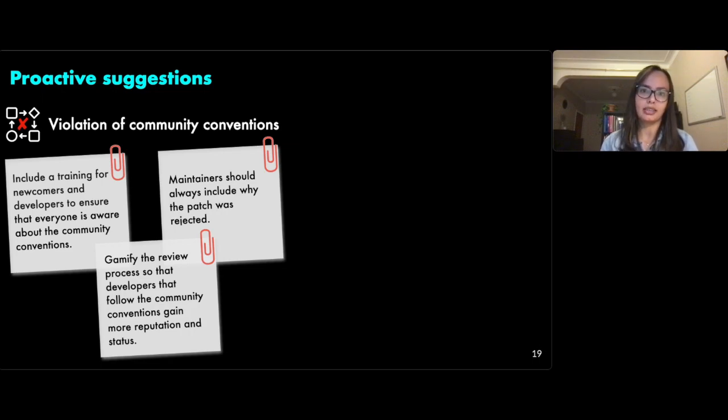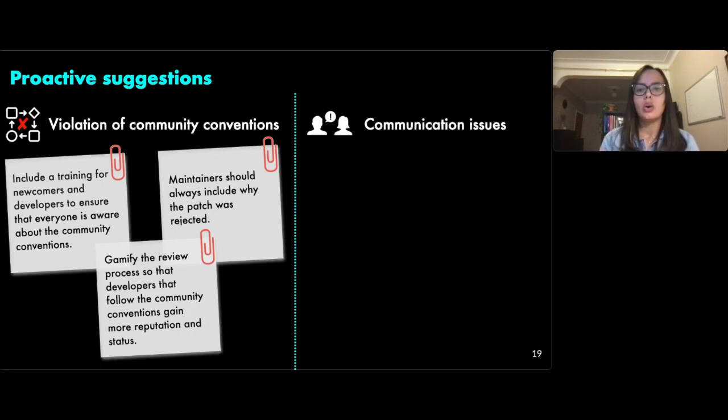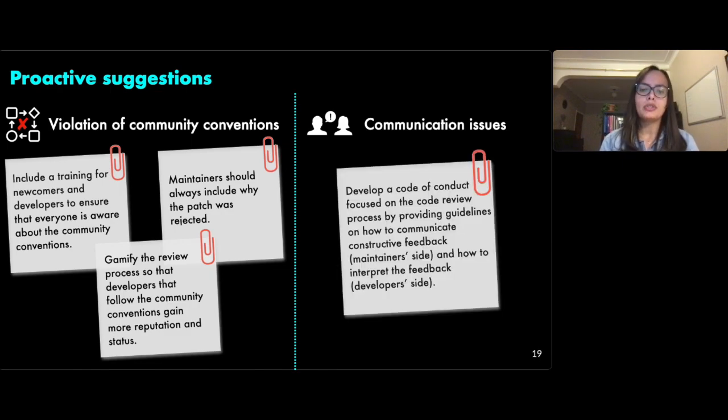And also, open source communities could gamify the review process so that developers that follow the community conventions gain more reputation and status. When the cause of incivility was communication issues, open source communities could develop a code of conduct focused on the code review process. That means that communities could establish some guidelines on how maintainers should communicate constructive feedback and also how developers could interpret the feedback.